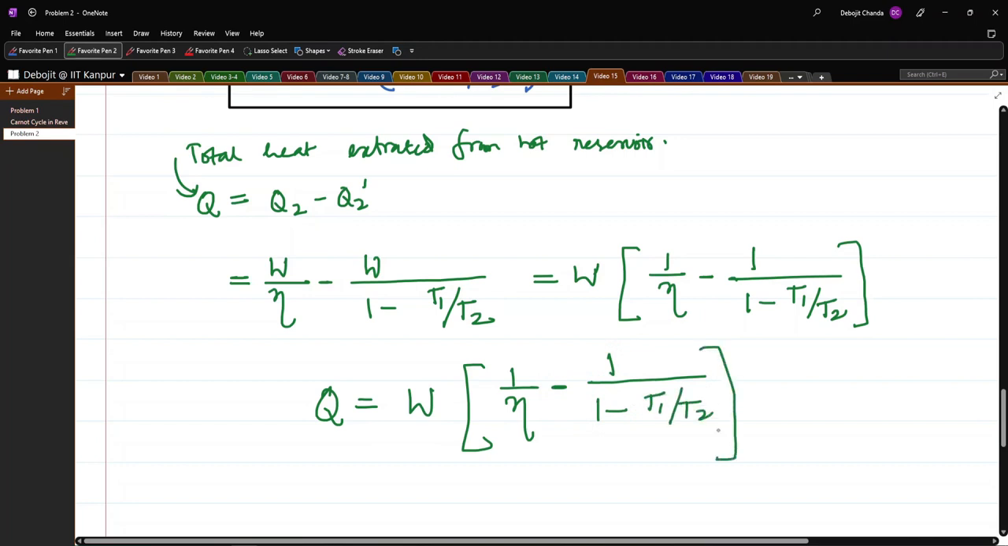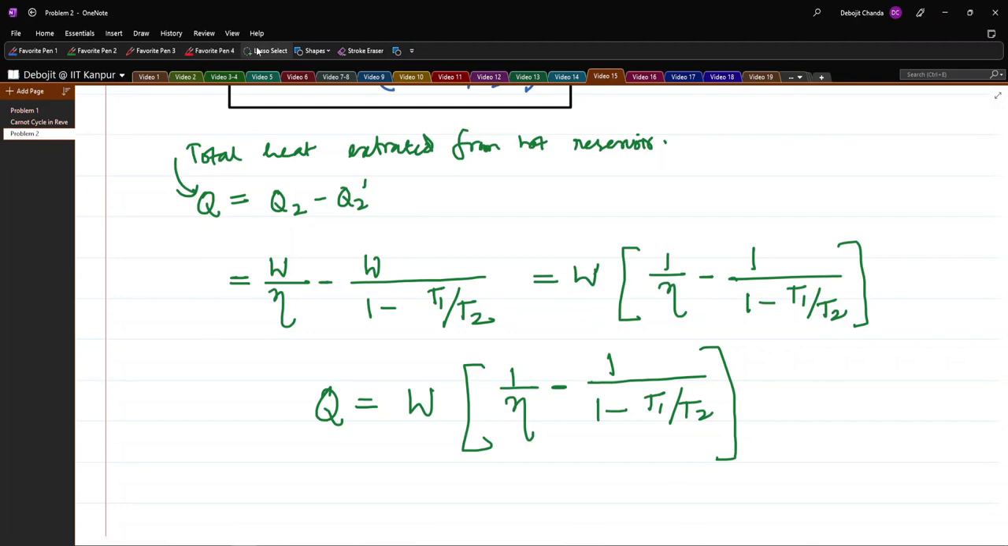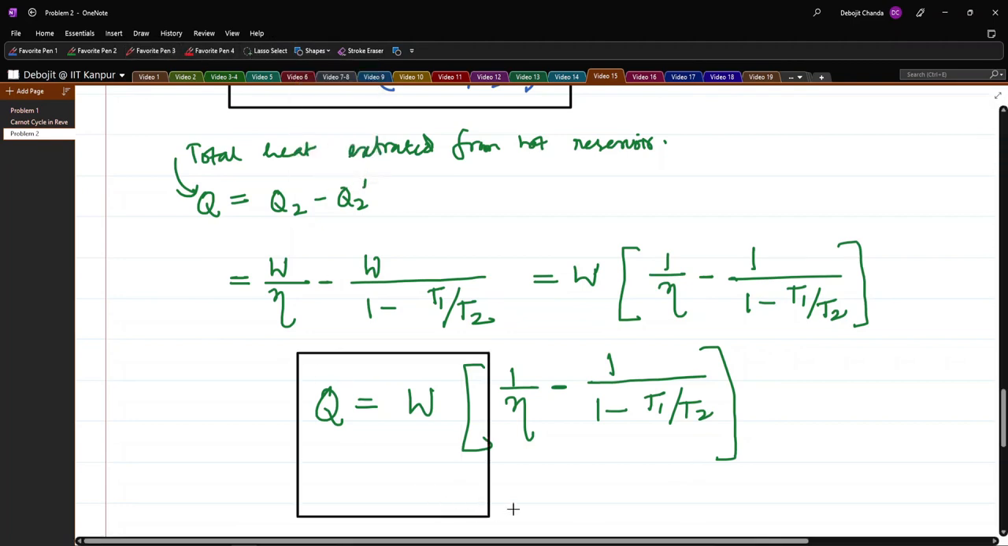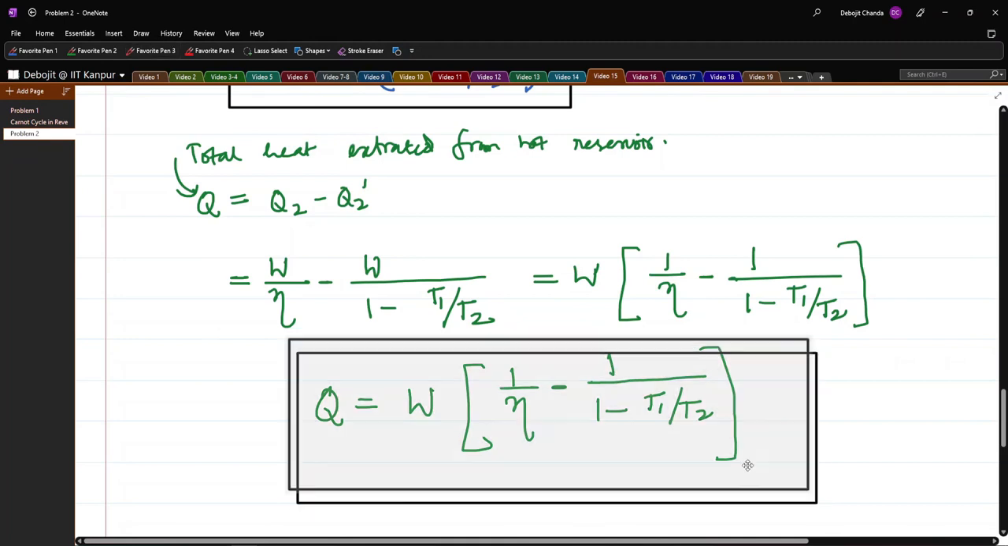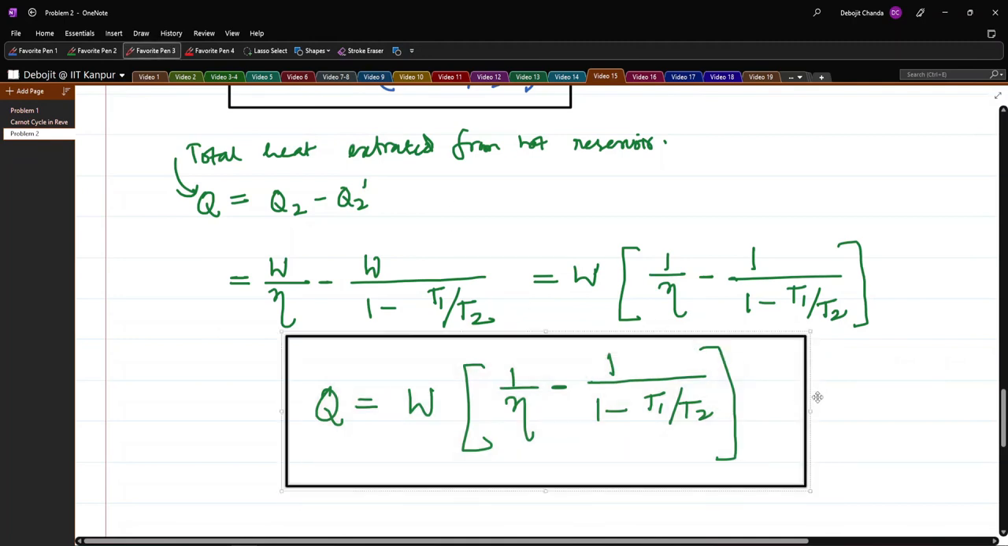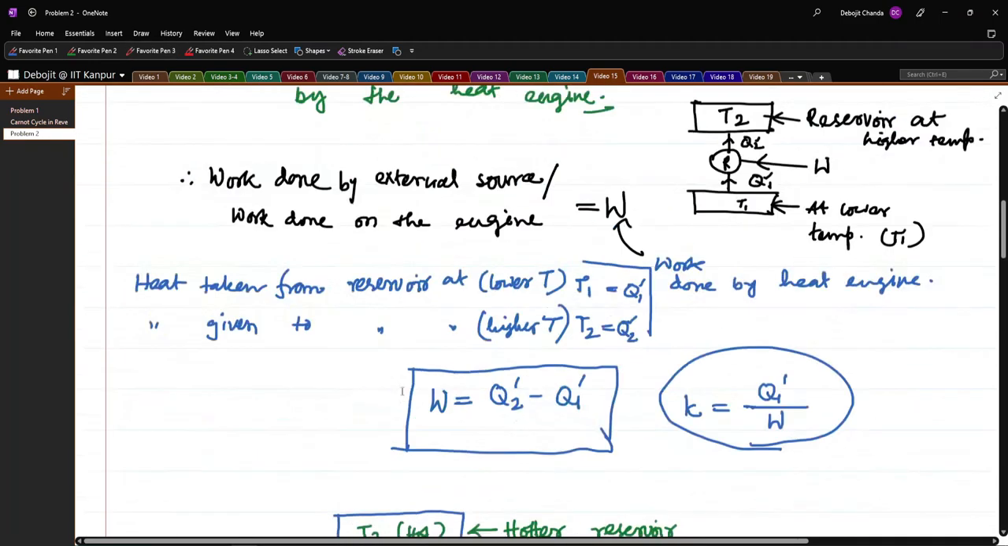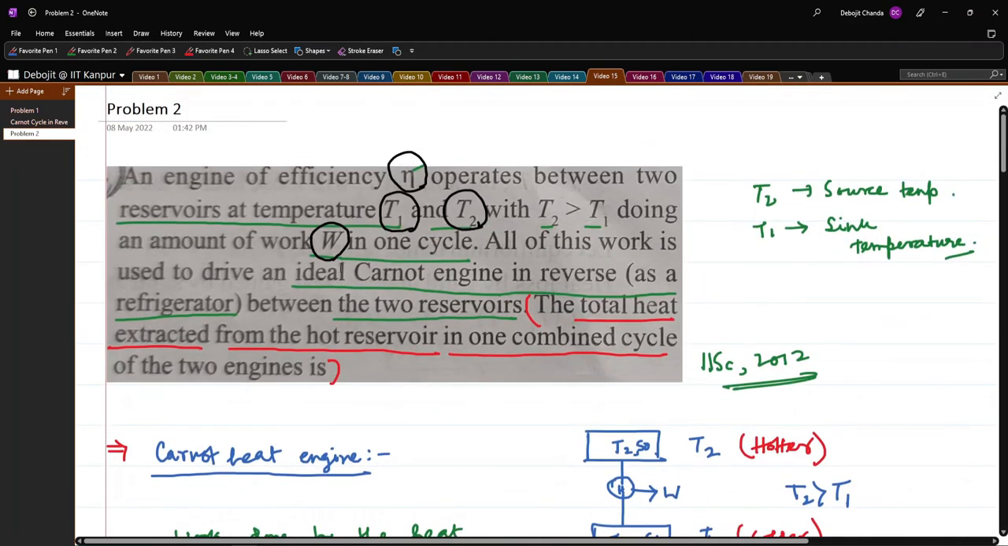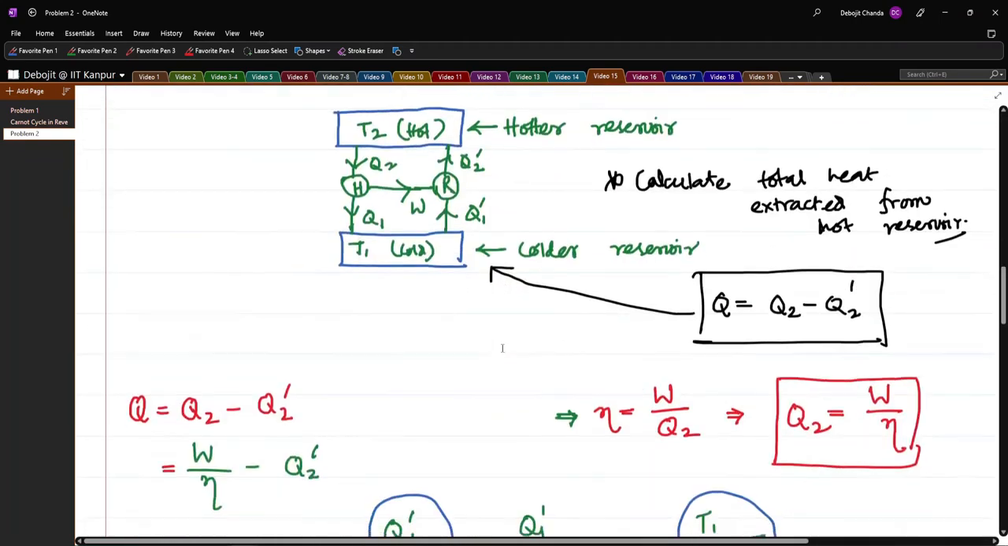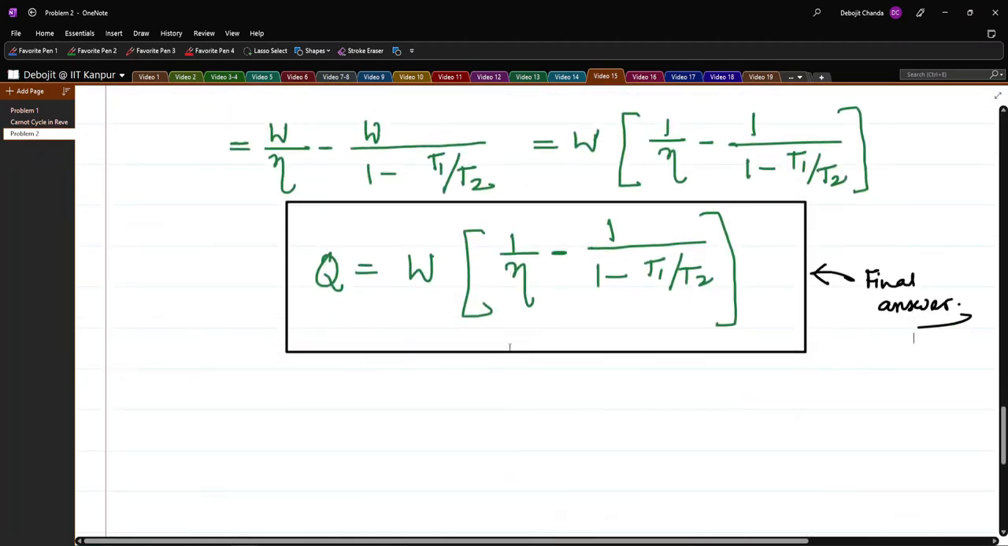This is the answer. This is the final answer. So there were no options given here, so what we have obtained is the correct answer.